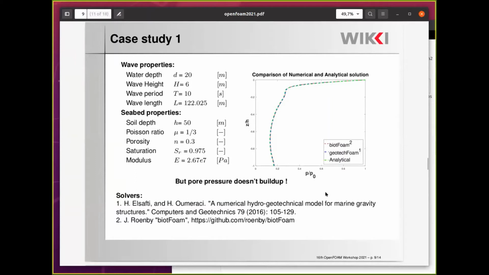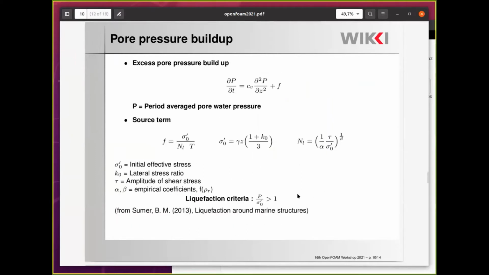But for this case, we don't have this pore pressure buildup. As I actually told earlier, for the pore pressure to build up, we need rearrangement of soil grains. For that, we have this wonderful equation from Sumo. Here, this P represents period averaged pore water pressure. And also we have this source term, which contributes to the pore pressure buildup.